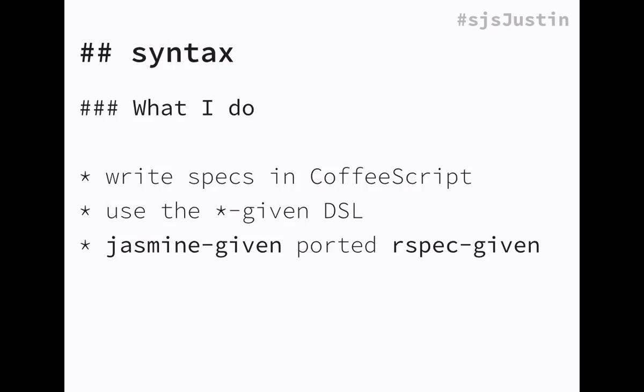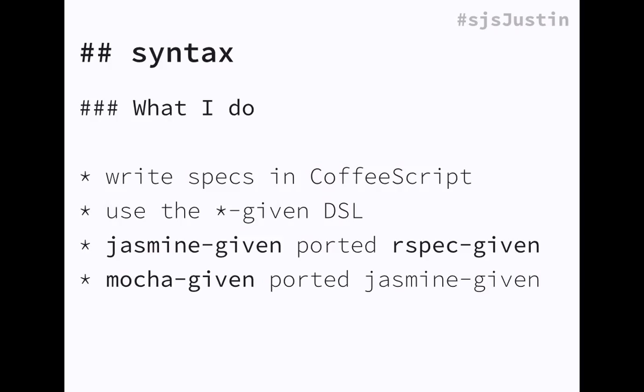So Jasmine Given is a library we maintain that provides that DSL. It's a port of RSpec Given. RSpec Given was written by Jim Wyrick. Jim was a fantastic teacher and mentor. I was very, very fortunate to be able to pair with him on RSpec Given a little bit, which sold me on the concept. And then I ported it to Jasmine excitedly, and I haven't looked back.